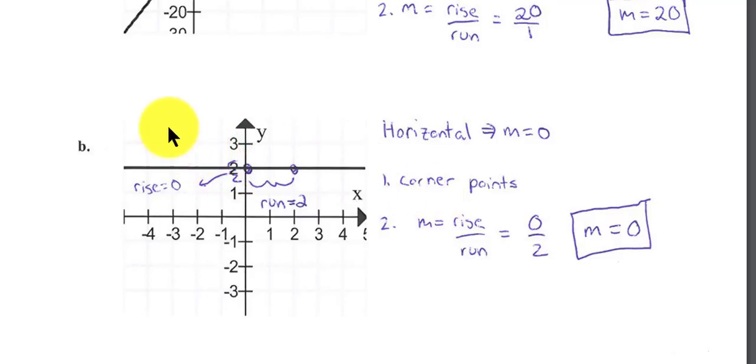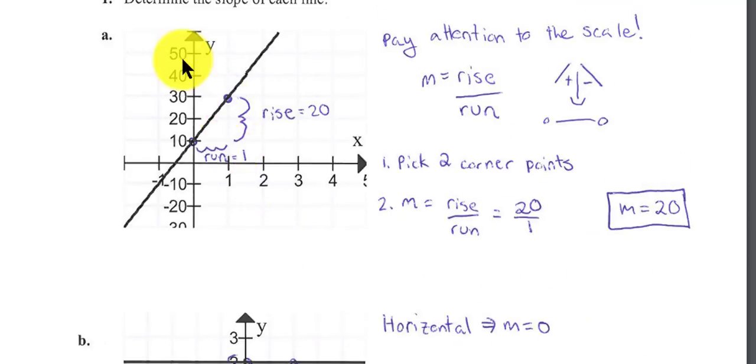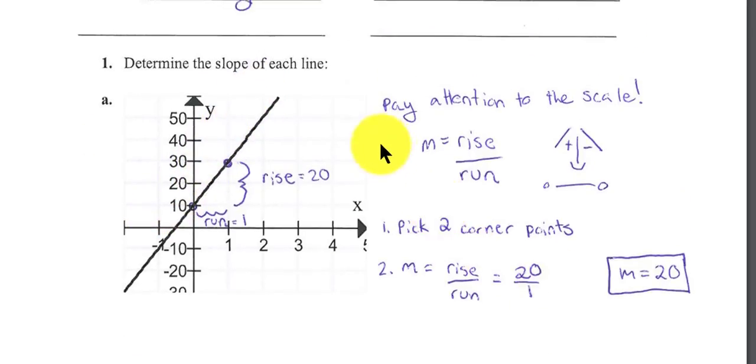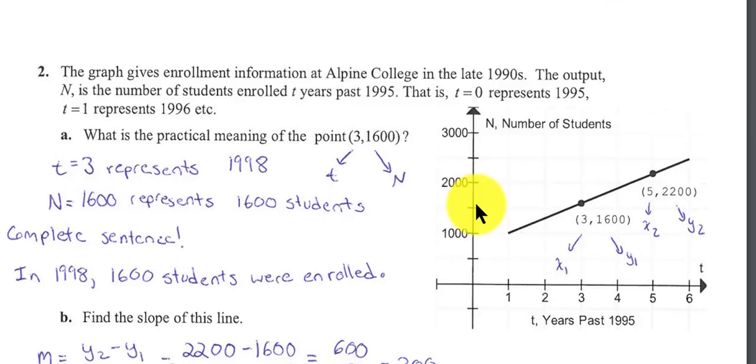Again, I tell students in my class, imagine if you were walking on this line, if this line was a treadmill. Are you going up a hill or down a hill? Well, in this case, you're doing neither, so the slope is 0. I know this slope is positive because if I was walking in this direction, I'd be going up a hill. Okay, so that's the slope for the first two.